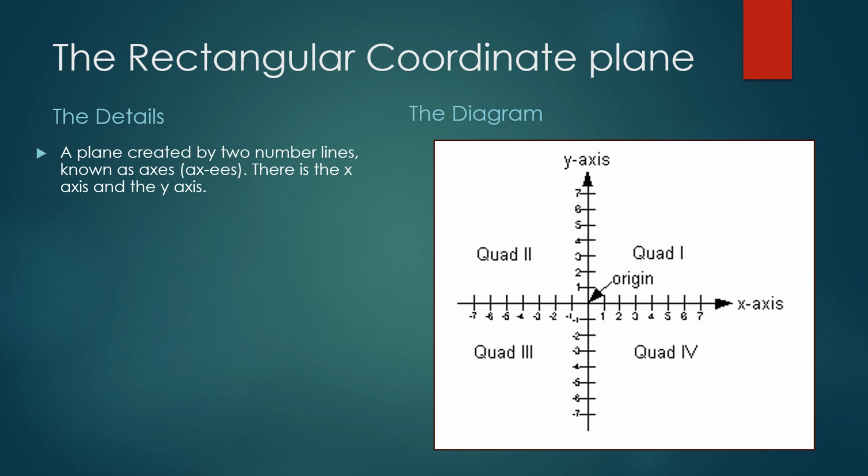Here we have the rectangular coordinate plane. This is where we're going to start in our basics. Now you've probably seen the rectangular coordinate plane before. The plane is created by using two number lines, known as axes, where we have x and y. If we look here, along the axes, we have the x-axis and we have the y-axis.